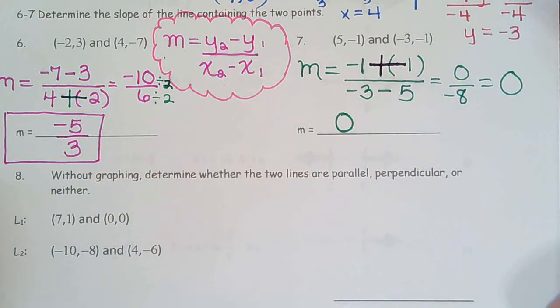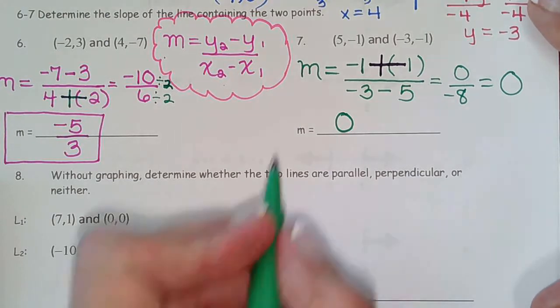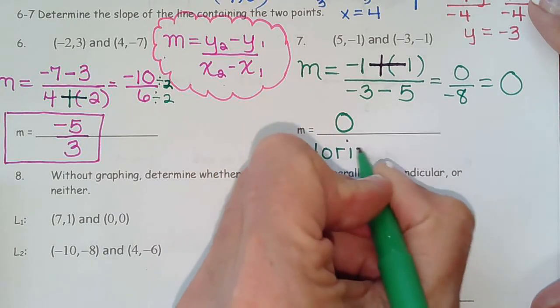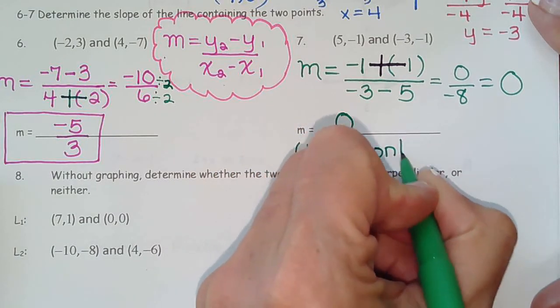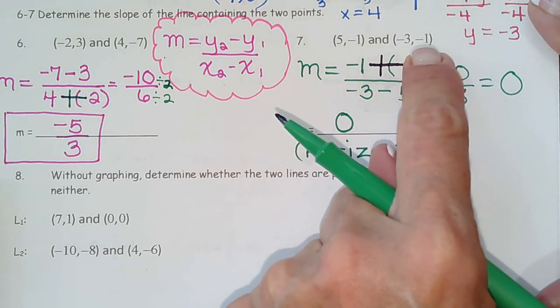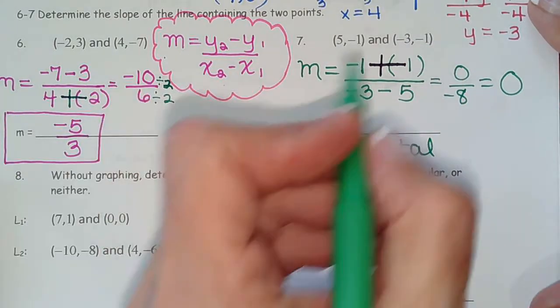So you guys remember what kind of line has a slope of 0? Zero fun skiing. That means it's a horizontal line, right? So we can ski on it, but it's zero fun. So if we were to graph those 2 points, they would form a horizontal line.